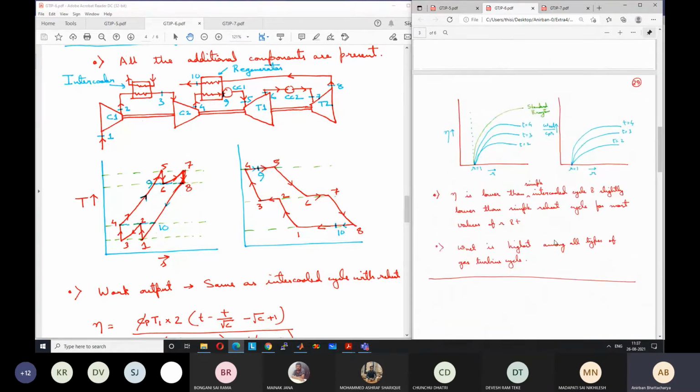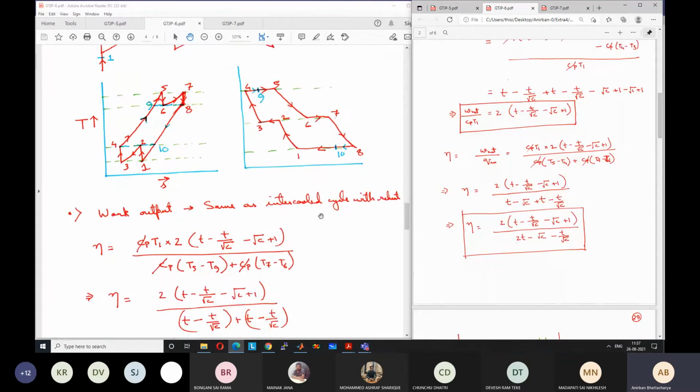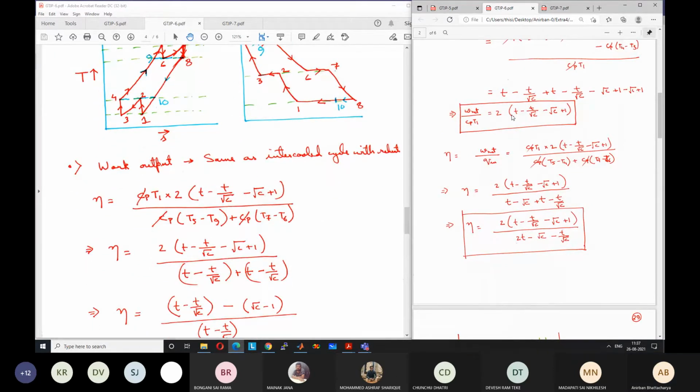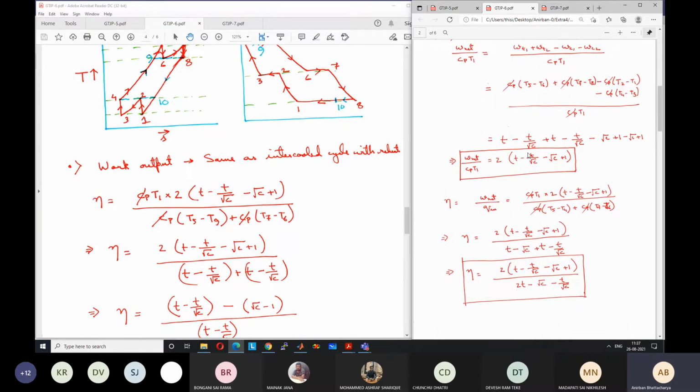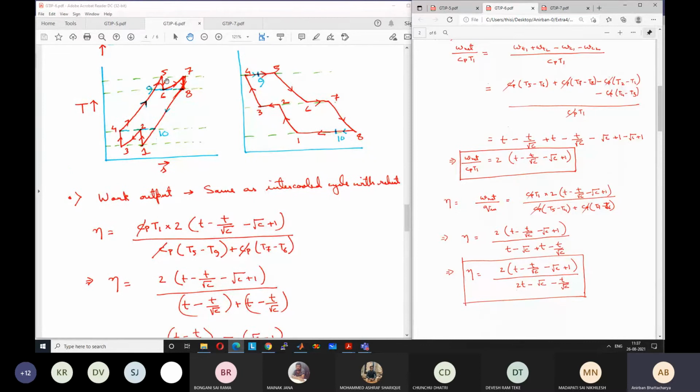And what was the work output? W net by CP T1 is equal to 2T minus T by root C minus root C plus 1. This is for the reheat plus intercooling, and it remains the same. 2T minus T by root C minus root C plus 1, into CP T1, will give you the dimensional form of the work output. Now the heat addition has changed, and the new heat addition is CP(T5 minus T9) plus CP(T7 minus T6).